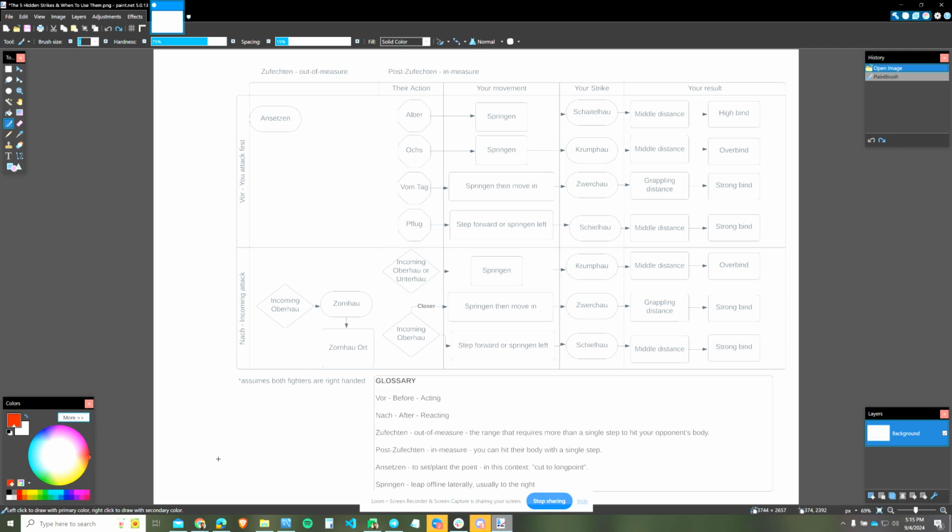The Krumphau can suppress their sword. However, in my experience, it's much harder to have the follow-up action that I would want to. So let me put it this way. If you want to get close and stay close, Zwerchau in the knock, right? If you want to move to displace their attack, stay in middle distance, have some type of overbind, and then back up and figure something else out, Krumphau is probably the best choice.